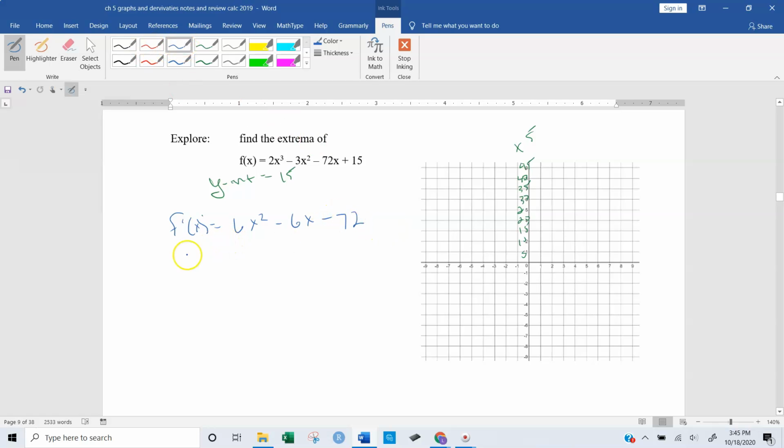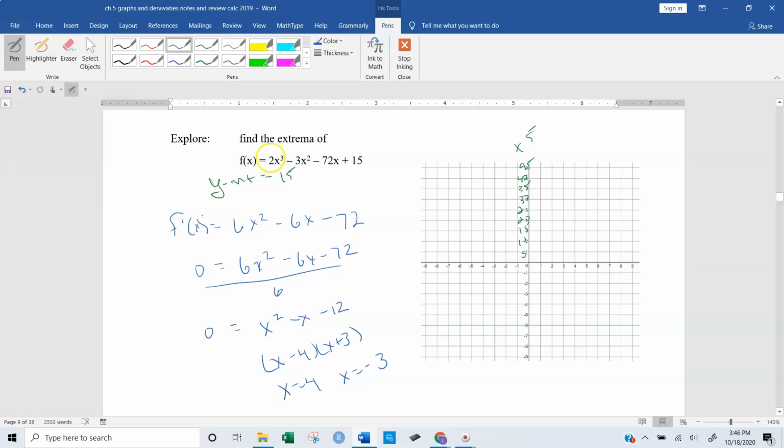All right, I'll set this equal to 0. Everything's divisible by 6, so we can divide by 6. 0 equals, excuse me, x squared minus x minus 12. Factors of 12 that give us -1, or x minus 4, x plus 3. So we get x equals 4 and x equals -3.